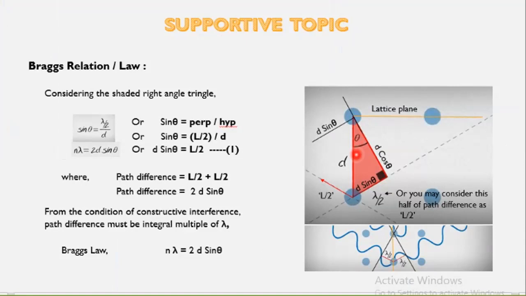Now resolving this d into its components, we will get this line as d sine theta, because if you take this as your x-axis and this as your y-axis, then the projection of d along the x-axis will be d cos theta, and the projection of d along the y-axis will be d sine theta. So if this line is d sine theta, this side will also be d sine theta.